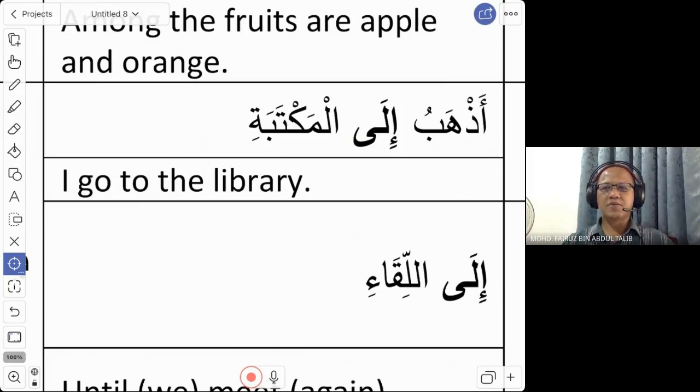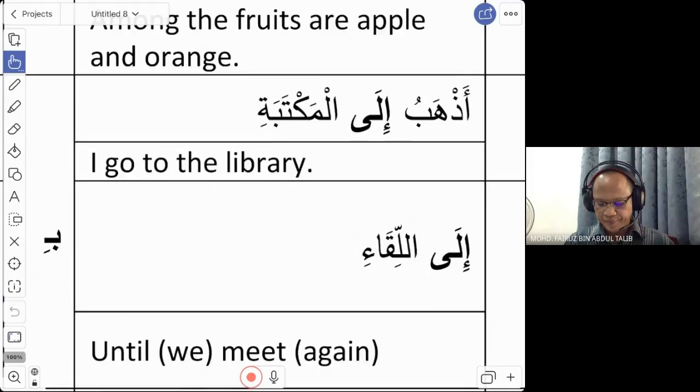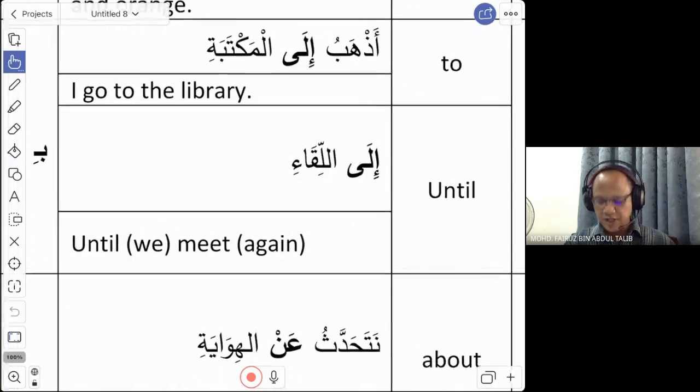Adhabu ilal maktaba. So you can use this sentence. Adhabu ilal fasl. Yesterday we learned the word fasl. Monday, sorry. Yeah, adhabu ilal fasl. Adhabu ilal bait, I go to the house. Adhabu ila Kuala Lumpur. Adhabu ilal Yaban, and so on. So you can use this phrase. Adhabu ila. Okay, that is the first meaning for the word ila.